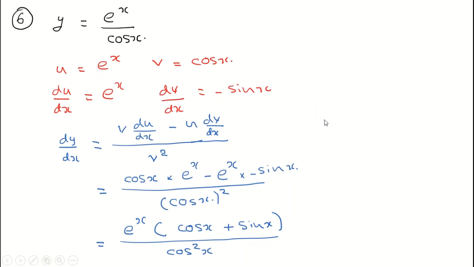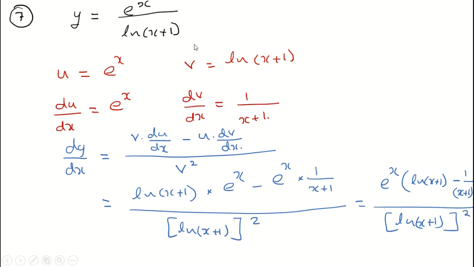y equals e to the power x over cos x. This is e to the power x, this is cos x, so du over dx is e to the power x, dv over dx is equal to minus sin x. So you apply this formula back again: cos x into e to the power x, minus sin x into minus sin x. Then e to the power x is common, take it out, (cos x plus sin x) divided by cos squared.